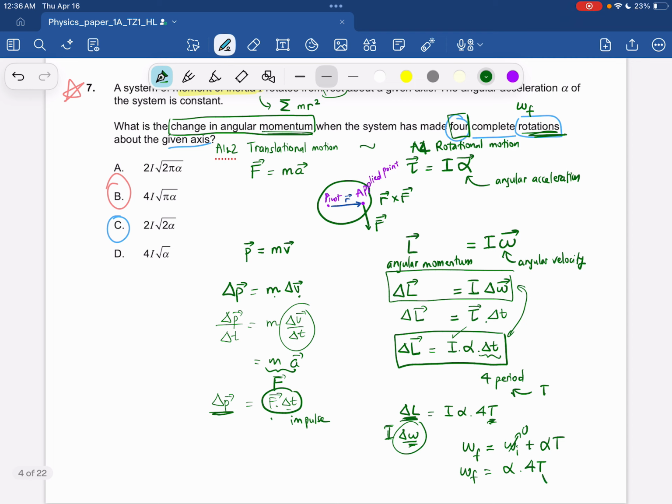And t itself is what? It's actually 2 pi over omega. Okay? And omega itself here is also changing. So it's kind of like the period, it's not a constant, you know? It is not a constant. Why? Because you can see that over time, you got the omega changing, right?